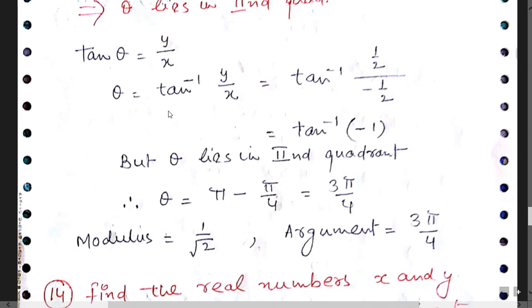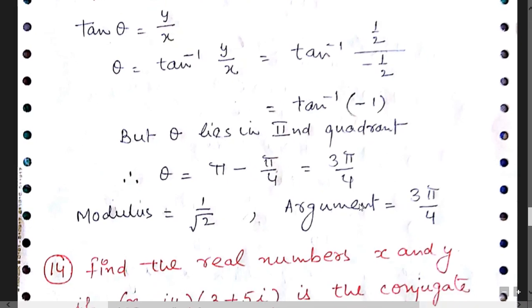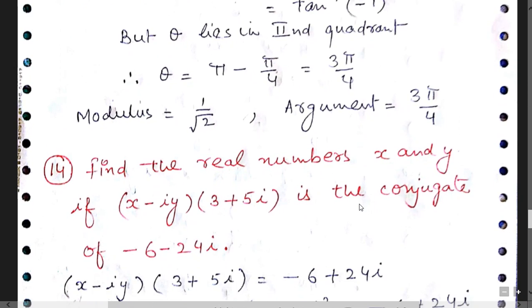Now calculate the value of theta. Tangent theta is y over x. It means theta is tan inverse y over x. Now insert the value. It's minus 1. As theta lies in second quadrant, it means we can write pi minus pi over 4. It means answer is 3 pi over 4. What is the meaning of this? It means modulus is 1 over square root 2 and argument is 3 pi over 4.